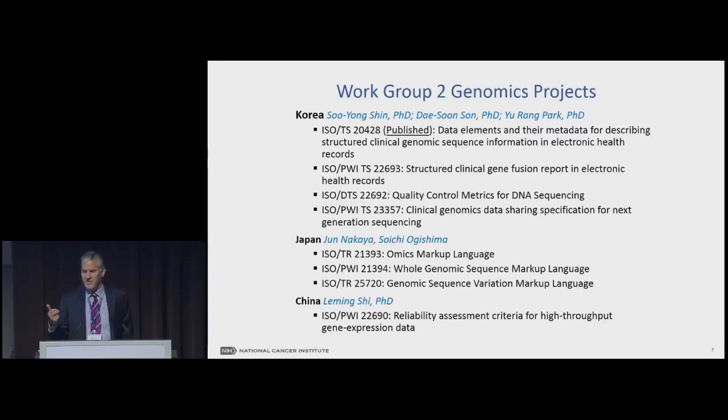Su-Young Chen from China leads the first 2: data elements and metadata for describing structured clinical genome sequence information and EHRs. That's a published standard. The others are in various stages of development, which is good, so that there's opportunity for GA4GH and ISO TC215 to work together on these if there's significant overlap.